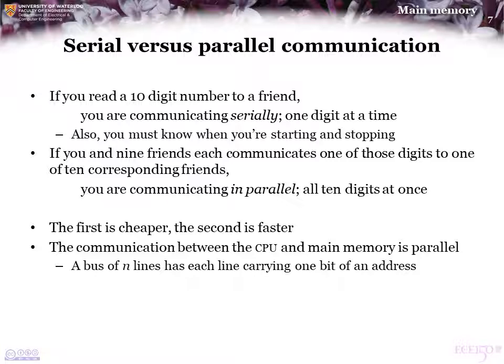Well, the communication between the central processing unit, or CPU, and main memory is parallel. What we have is a bus of n lines, or wires, each of which carries one bit of an address. Now, since there's a fixed number of lines, there's a fixed number of bits that can appear in an address.